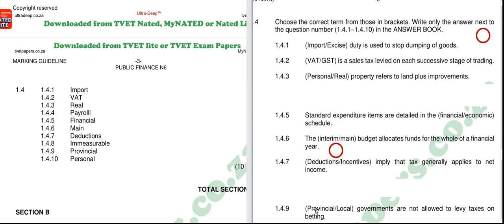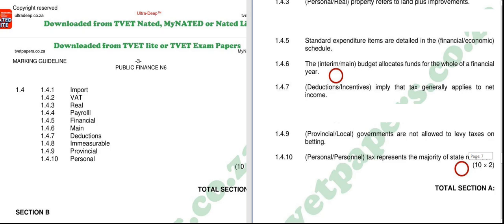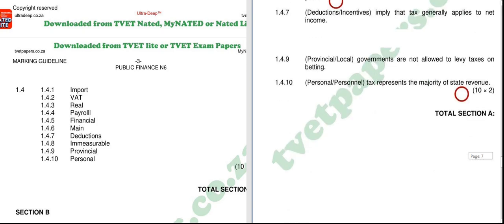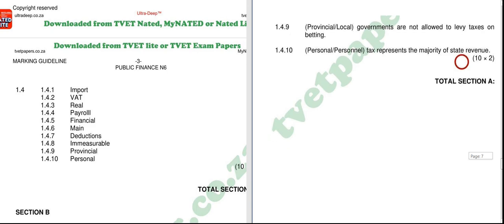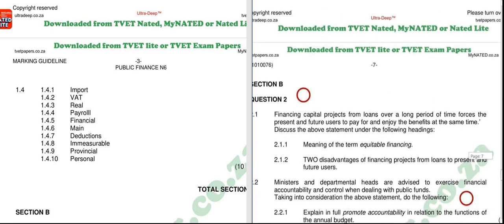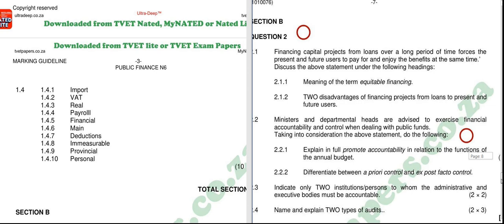We've got number 9, whereby we have our provincial government are not allowed to levy tax on betting, which is the correct response. Number 10, we've got personal tax represents the majority of state revenue. So this is our 12 on this part, and then we move on to question 2 now.